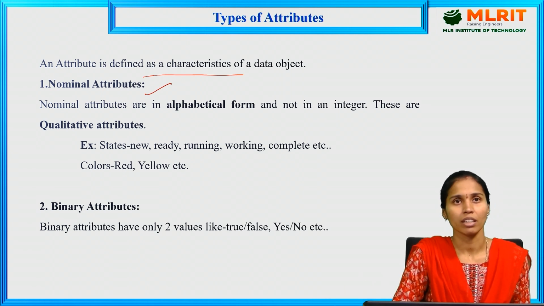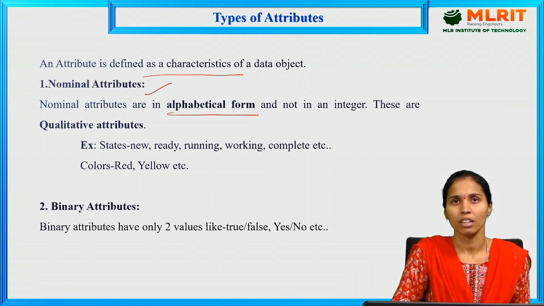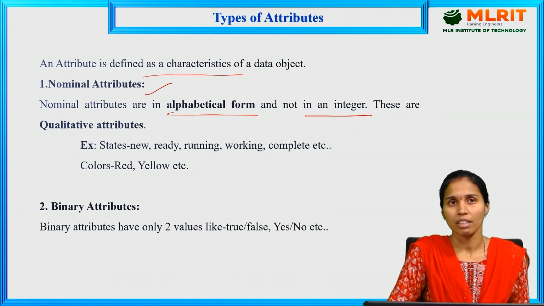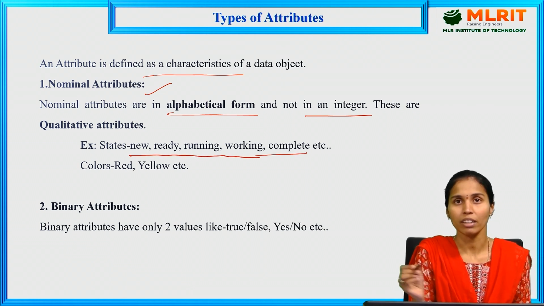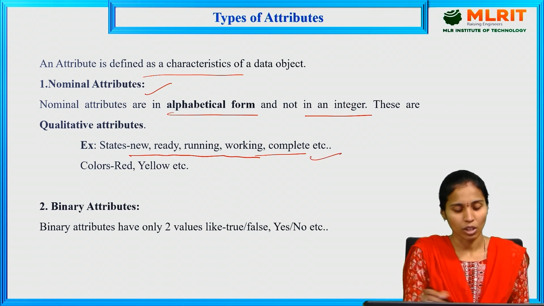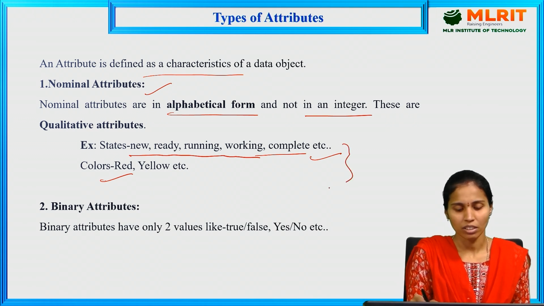First one is nominal attributes. These are in alphabetical form and not an integer. These are qualitative attributes. Examples of nominal attributes are process states, that is new, ready, running, working, complete. These are the process states. So colors are red, yellow, etc. These examples are under nominal attributes.